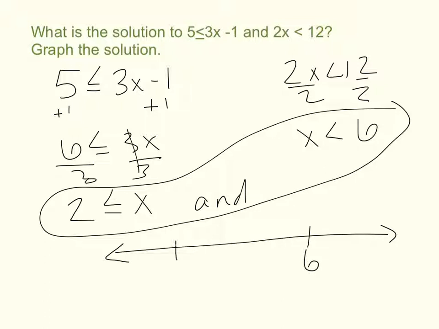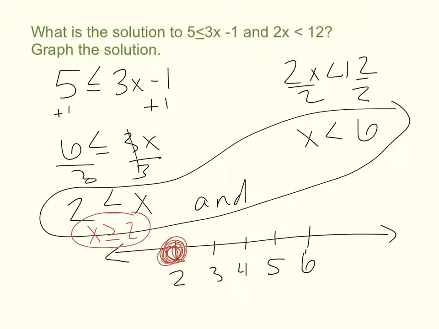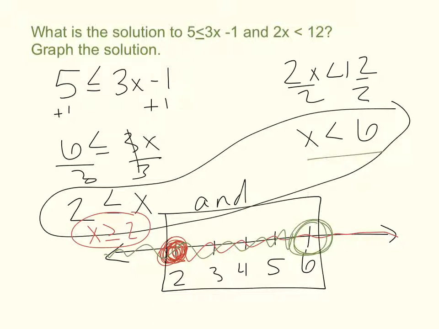So 6, 2, 0, 2, oops, hold on. 2, 3, 4, 5, 6. Okay, so let's graph the x. If you want to switch it around, x is greater than or equal to 2. So here's 2 filled in because it's greater than, goes to the right. And then x is less than 6, so less than is open, and less than goes to the left. And now the places where they overlap is between 2 and 6. So including 2, but not including 6 because it's not equal to 6.